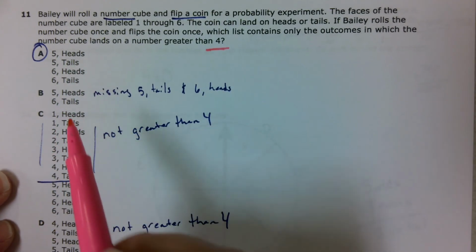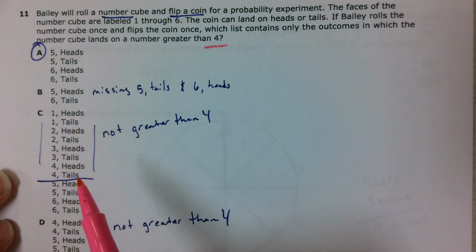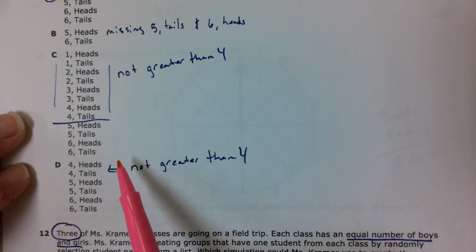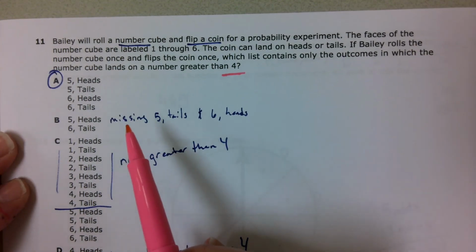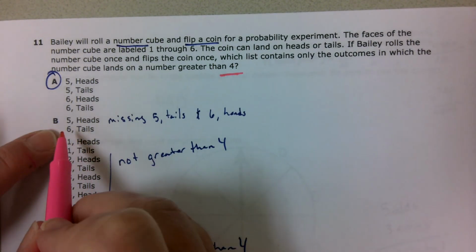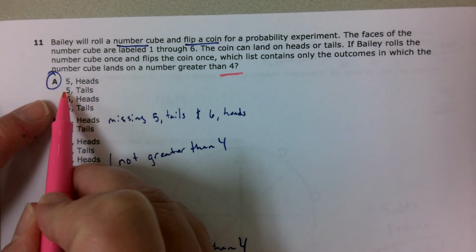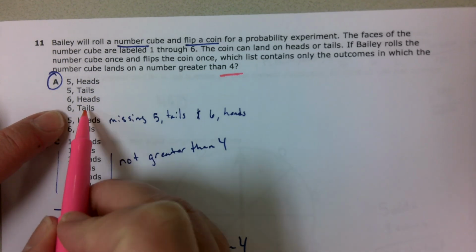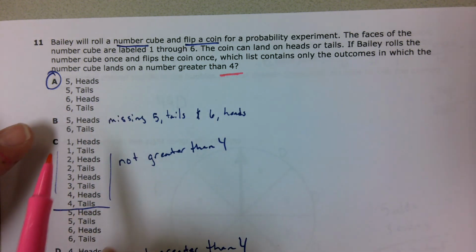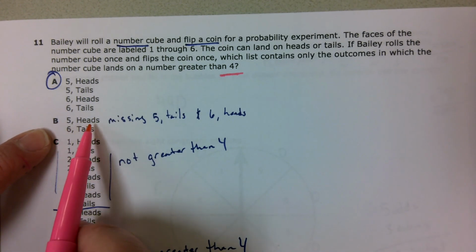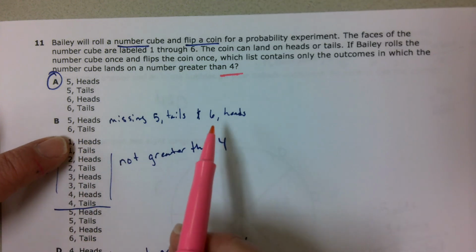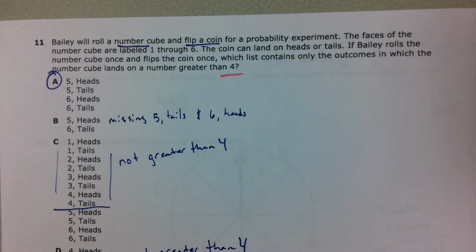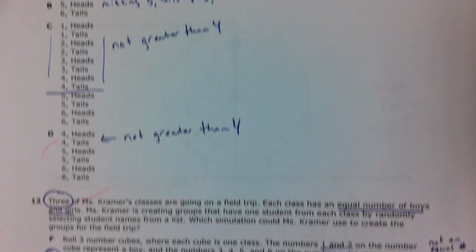Okay, so far here, C, we've got 1, 2, 3, and 4. We have to eliminate C. D has 4 included. We've got to eliminate D. So now let's look at A and B. A has my 5 heads and my 5 tails, and my 6 heads and my 6 tails. So this is complete. B, on the other hand, has our 5 for heads, but it's missing 5 tails. It has our 6 tails, but it's missing the 6 in heads. So A is the correct answer for number 11.